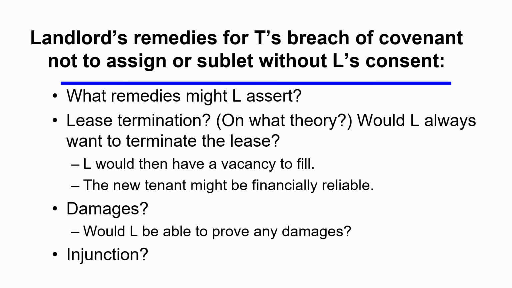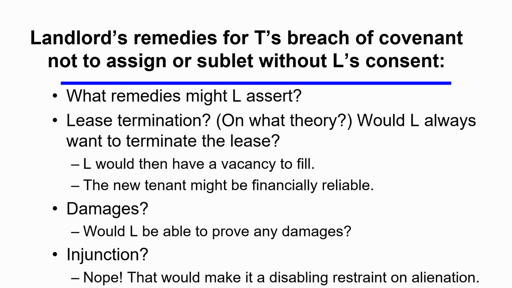What about an injunction? Could the landlord go to court and enjoin the tenant from making an unconsented assignment or sublease? The problem with that is that an injunction would make the restraint on alienation a disabling restraint. It would literally take away the power of the tenant to make an assignment or a sublease, and we all know that disabling restraints on alienation are never enforced by the court. So an injunction simply won't be available. That would make it a disabling restraint on alienation, which is strictly not allowed.